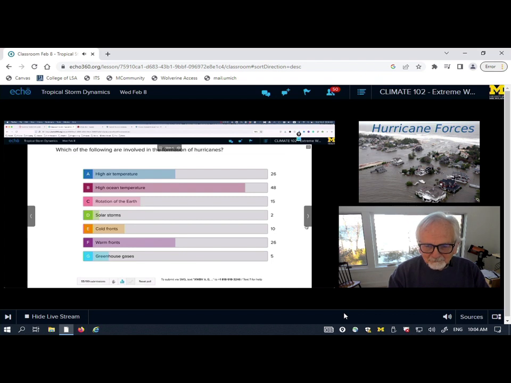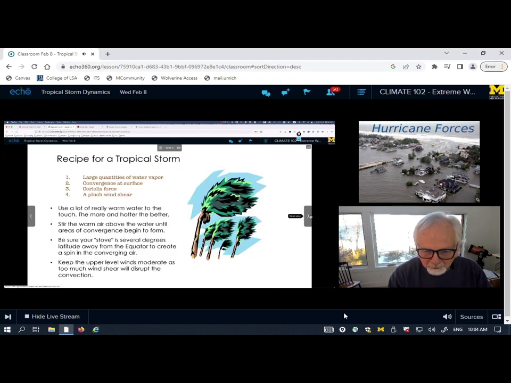So, this recipe that I showed you last time, we have to have large quantities of water vapor. And to get that, you have to have the warm ocean surface. You have to have the convergence of the surface. Somehow the air is going to converge on some area. One way to do that is have the ITCZ come into your neighborhood. Bring with it the convergence of winds from the north and south, and you've got convergence. But there are other ways to do that I'll speak about in a moment here.